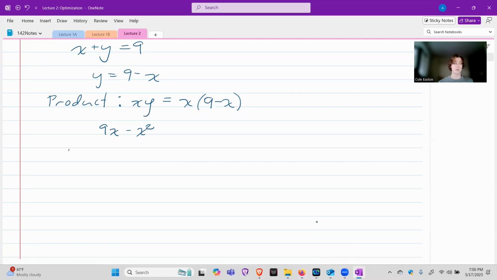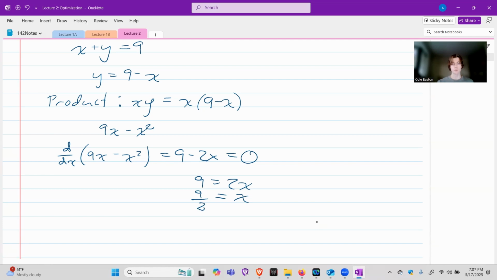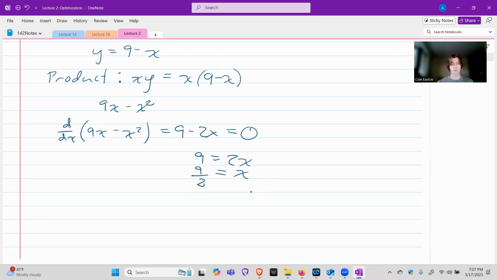So let's find the derivative. We're finding d dx of 9x minus x squared, and that equals 9 minus 2x, and we're setting that equal to 0. So let's go add 2x to both sides. We say 9 equals 2x, and x equals 9 over 2. So, and if we wanted to write that without using fractions, we could say x equals 4.5.